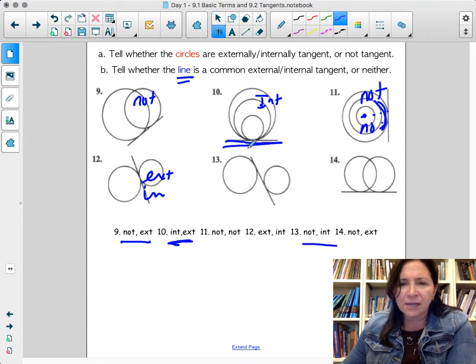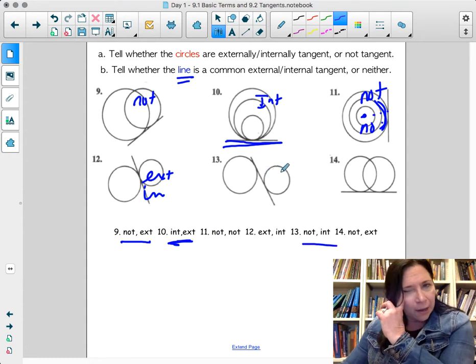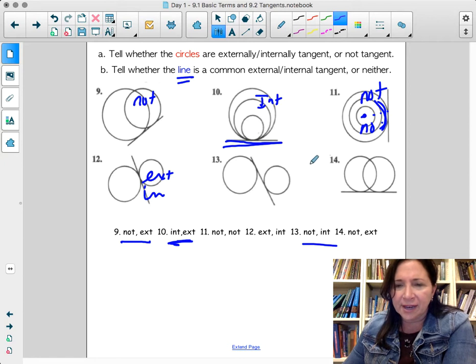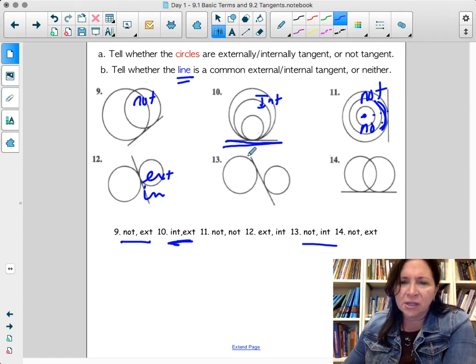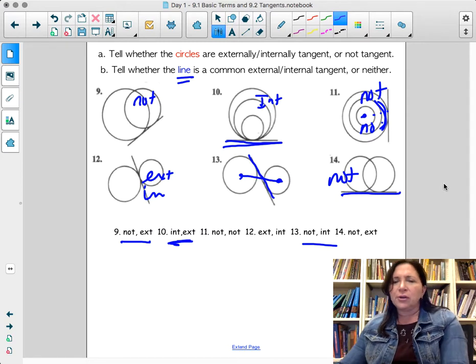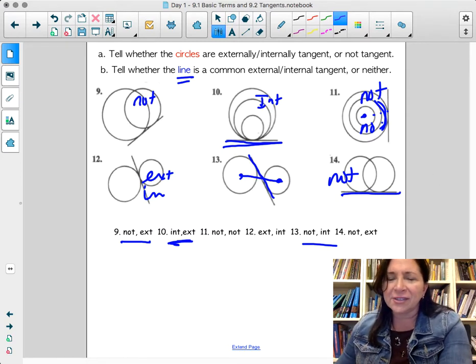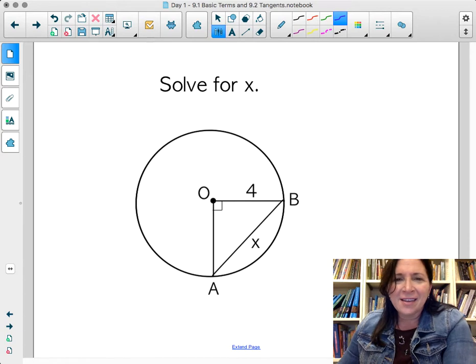Number 13, this is not externally or internally tangent, and it's an internally tangent line. See how it touches both, and it intersects the point where they both touch. And the last one, this is a not, and this is an externally tangent line.